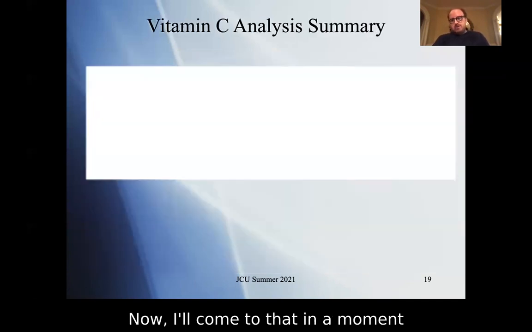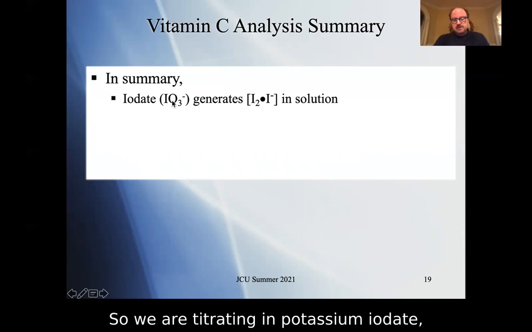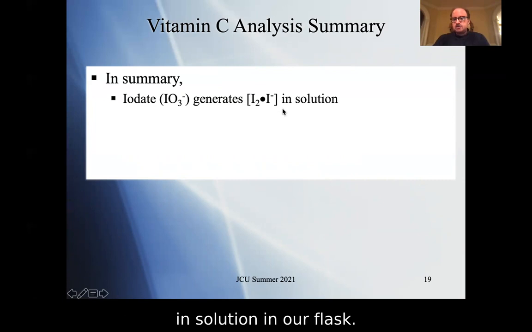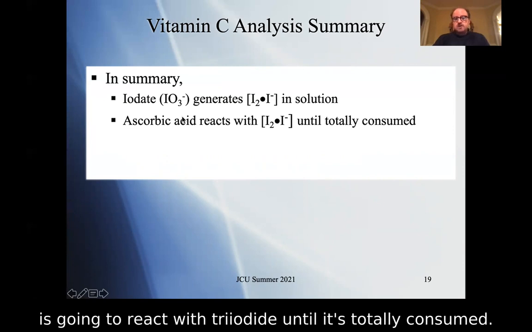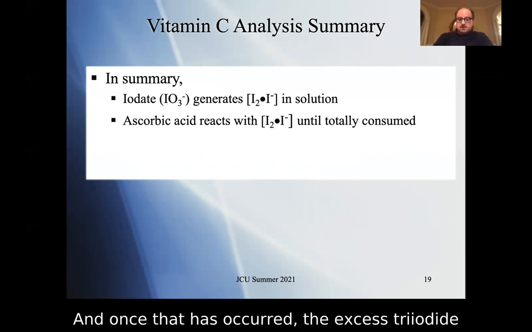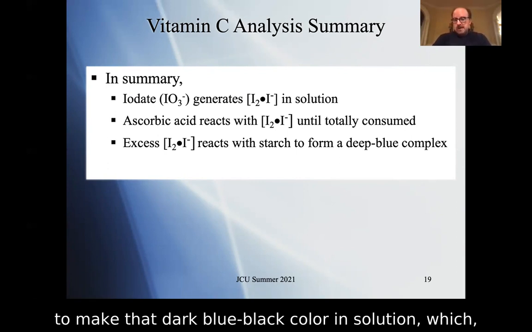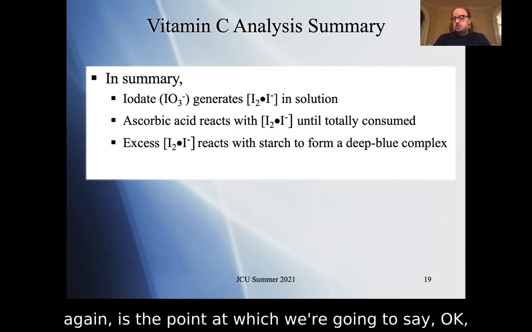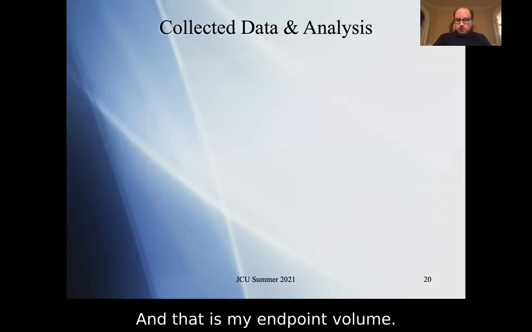Now, I'll come to that in a moment in terms of what we actually do with those numbers, but just to sum this up, we are titrating in potassium iodate, which is going to generate triiodide in solution in our flask. The ascorbic acid that's in our flask is going to react with triiodide until it's totally consumed. And once that has occurred, the excess triiodide that we form in solution can react with the starch to make that dark blue-black color in solution, which again is the point at which we're going to say, okay, the reaction is over, and that is my endpoint volume.